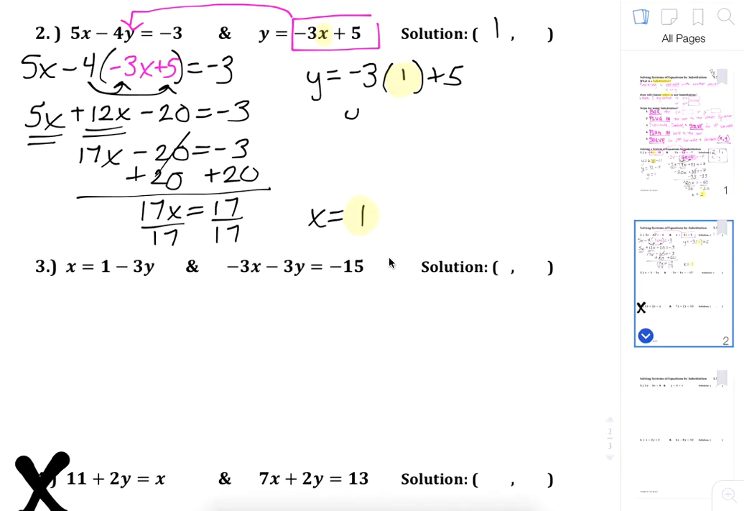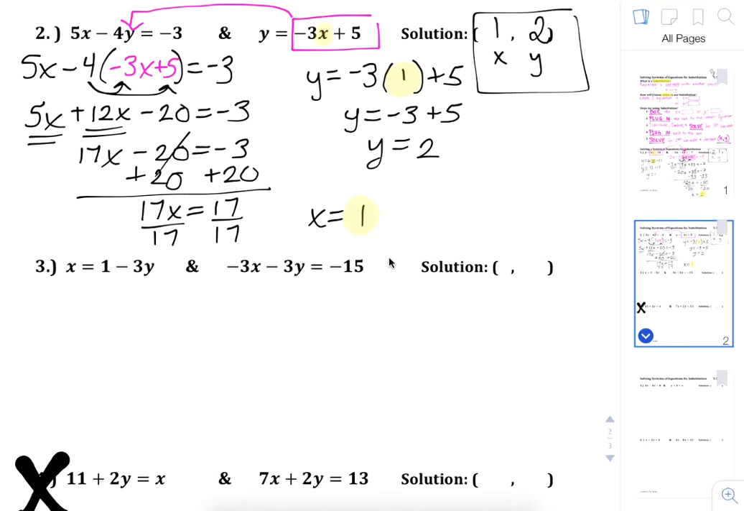Negative 3 times 1 is a negative 3. Plus 5 gives me a 2. So my y value now is a 2. I have my x is 1, my y is 2. This is my full answer. Okay, take a second, copy it down if you need to. We're going to do number 3.